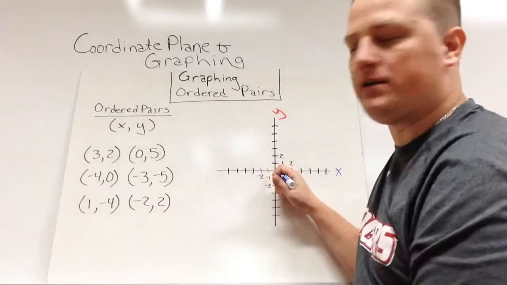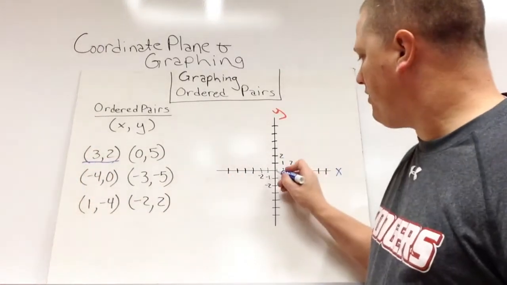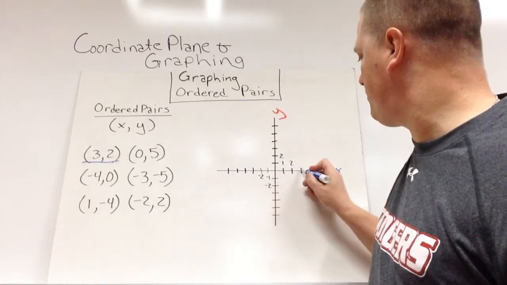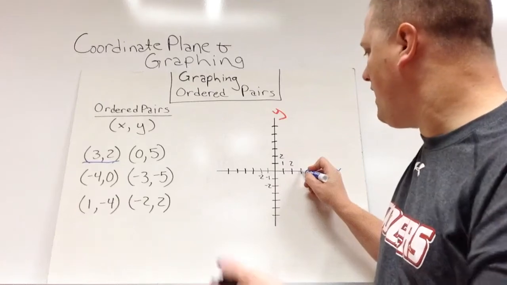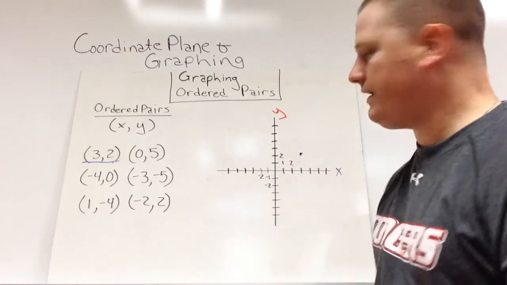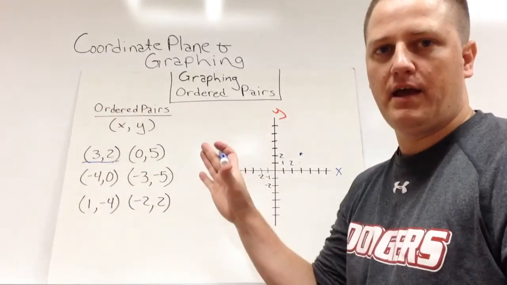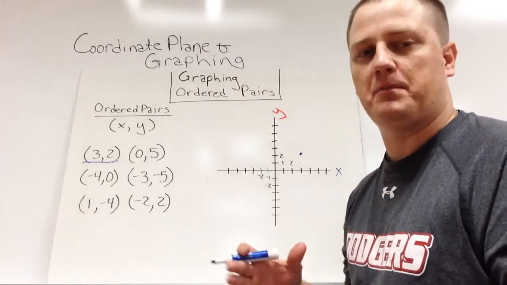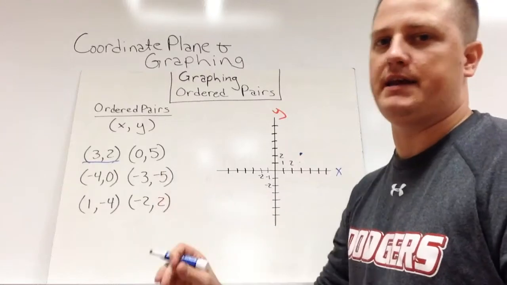And the x value, so we're going to start here with 3, 2. The 3 tells us to go to the positive 3. 1, 2, 3. And the 2 tells us to go to the positive 2 up. 1, 2. That right there is 3, 2. The first one tells us the x movement, and the second one tells us the y movement. Positives meaning right and up, negatives meaning left and down.